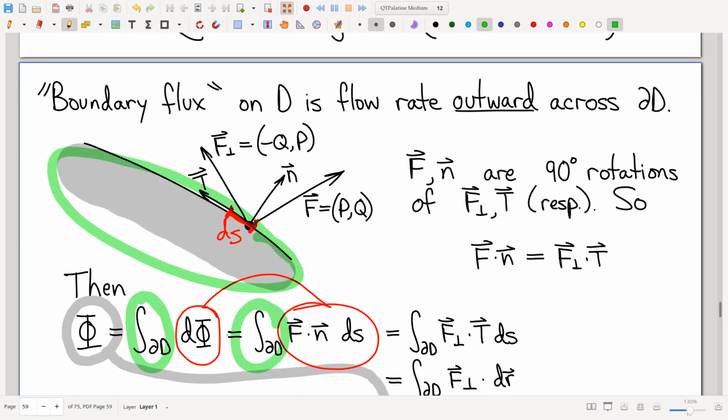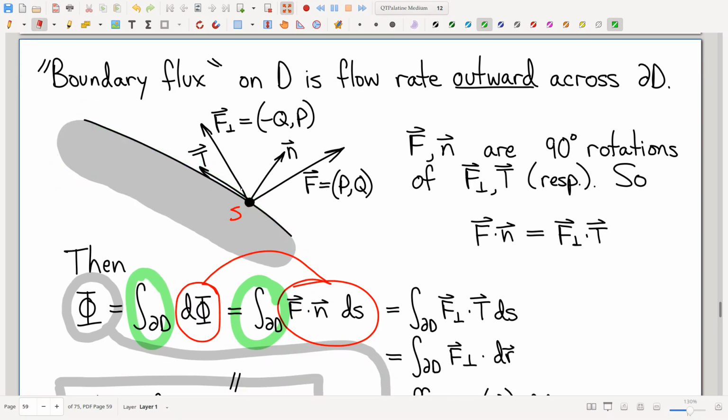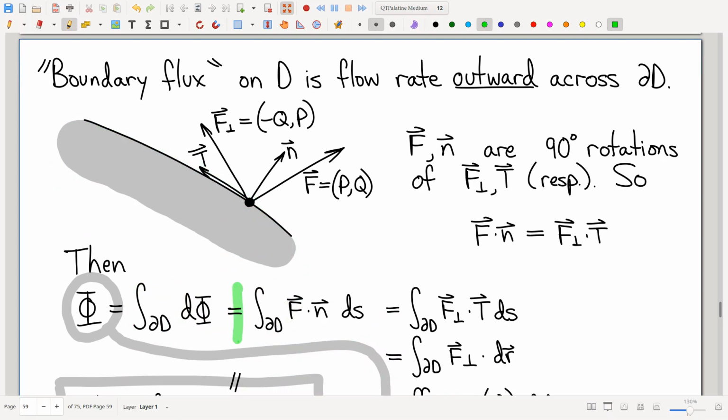And here's the problem. I'm sure you've noticed. The problem is we don't know anything about how to compute this kind of an integral. We've never seen this kind of an integral before. We've seen F dot T ds. We have never seen F dot n ds. So what are we supposed to do about that? And there's a wonderful little clever argument here. This is very clever. I wish I'd thought of it.